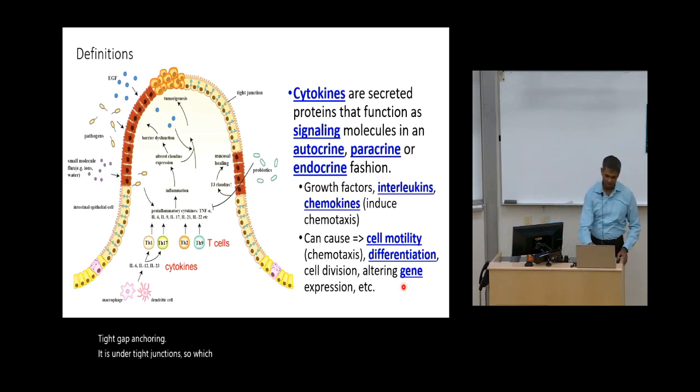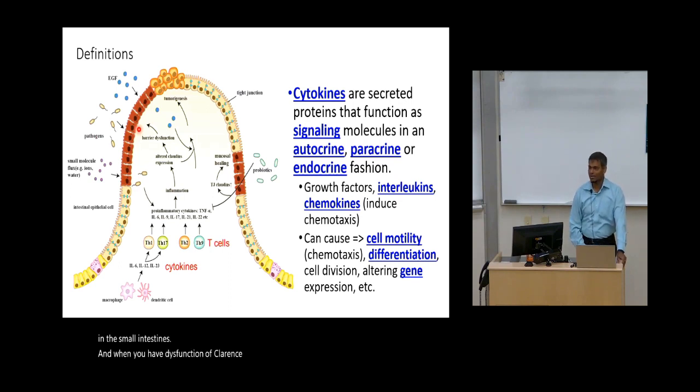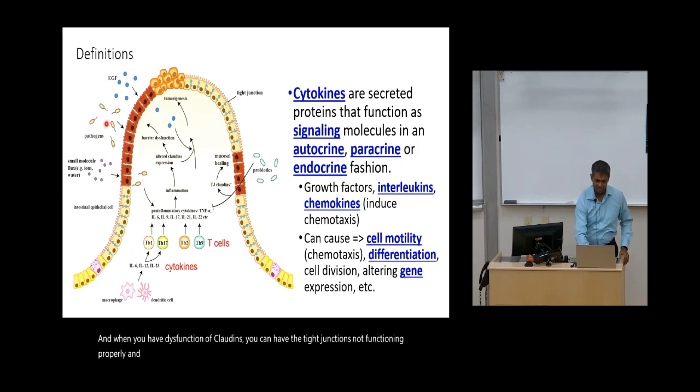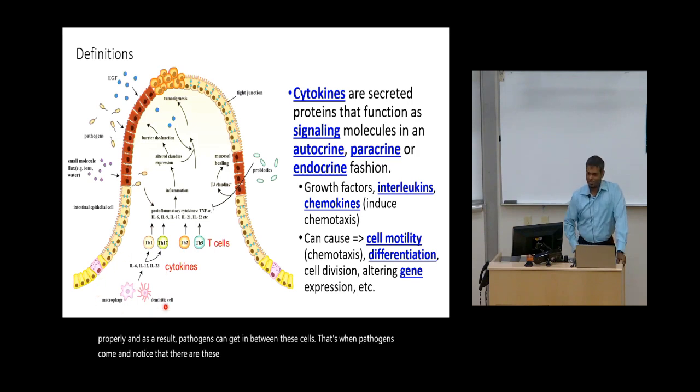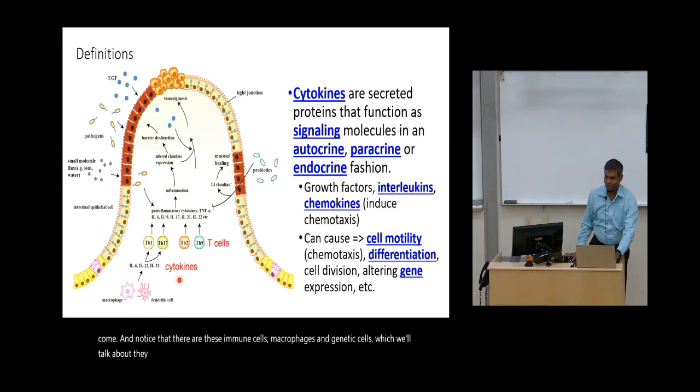So we talked about how, what you're seeing here is a villi in the small intestines. And when you have dysfunction of claudins, you can have the tight junctions not functioning properly, and as a result, pathogens can get in between these cells. And so when pathogens come in, notice that there are these immune cells, macrophages and dendritic cells, which we'll talk about. They produce cytokines, and here is a list of the cytokines they could produce.